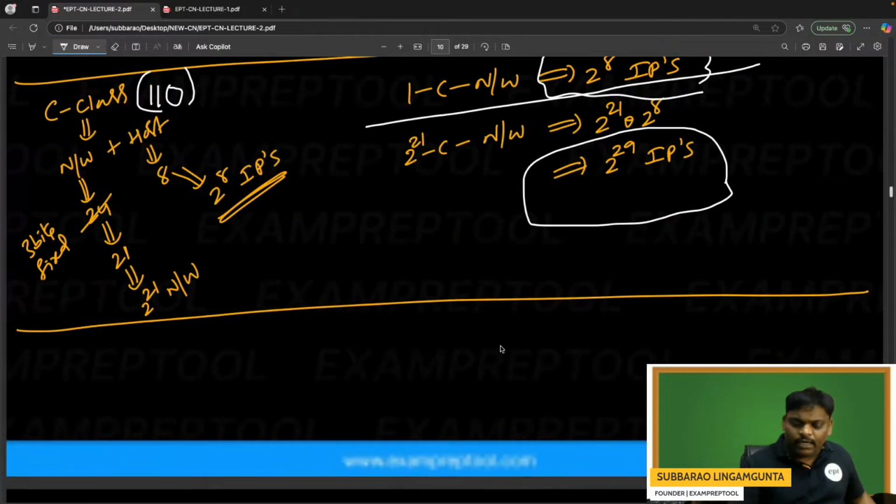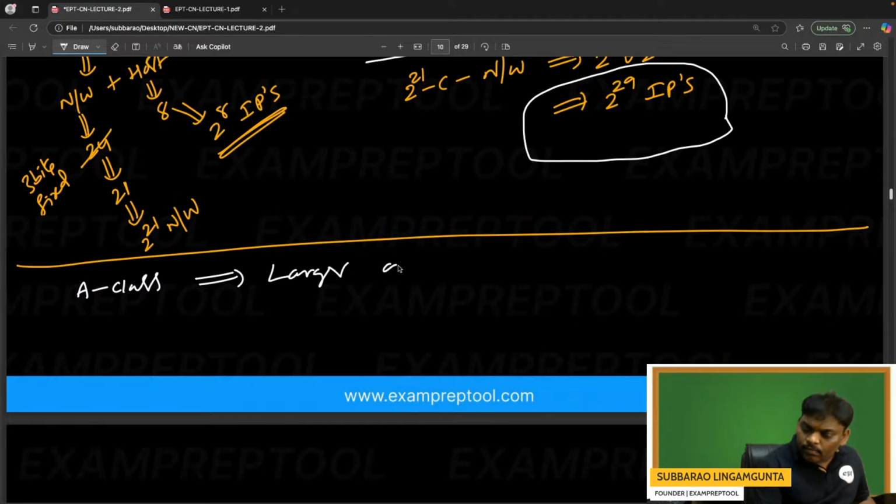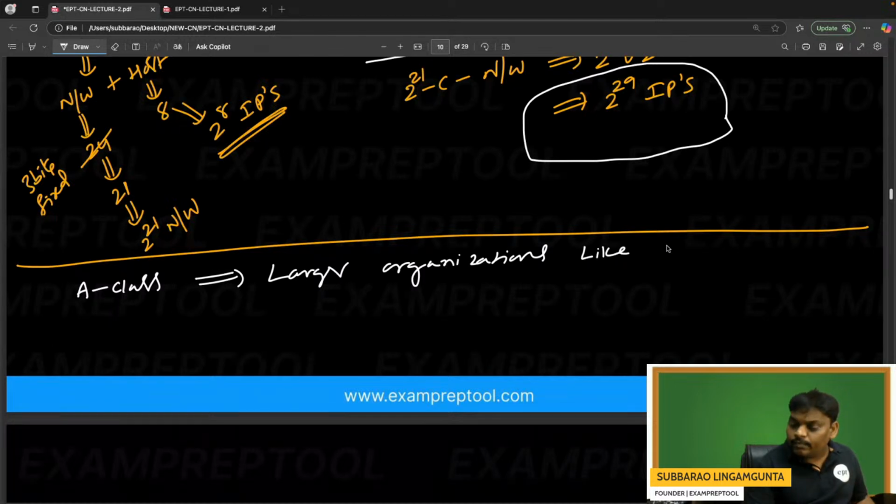So let me write now. A class is for larger organizations. For larger organizations, A class is preferred. A class is for larger organizations like maybe TCS having more employees, maybe Reliance, maybe Indian government, central government of India.